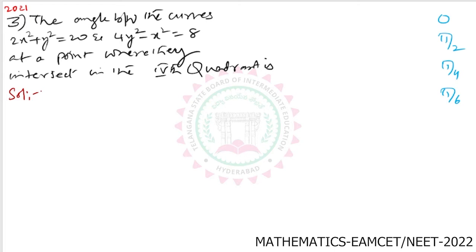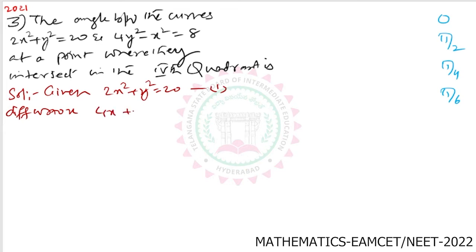Now write down what are the given curves. First curve is given 2x square plus y square is equal to 20. This is my first equation. Okay. So if I differentiate this, differentiating with respect to x, this is 4x plus 2y into dy by dx is equal to 0, or I want only dy by dx, therefore dy by dx is equal to, this will go to this right hand side and it will become minus, that is minus 2x by y.